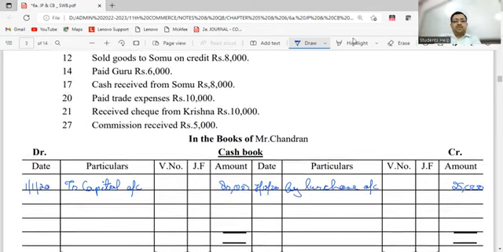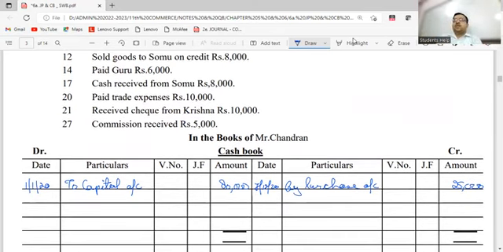Sold goods to Somu on credit. What's the journal entry, children? Somu's account debit to sales. Does it comprise of cash? We won't put it. No.